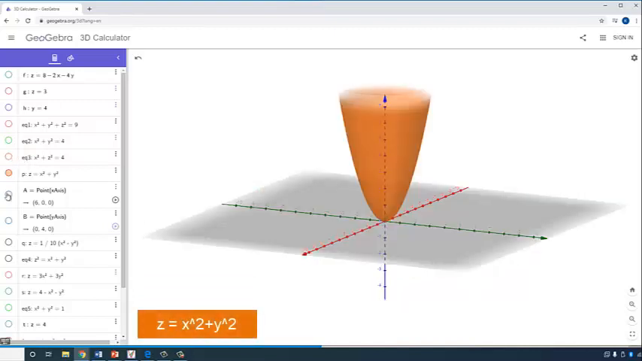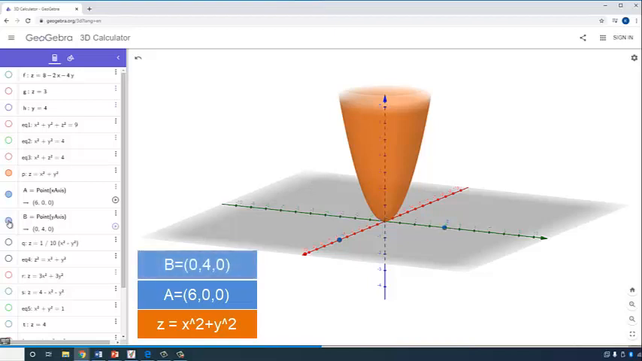Great. Okay, up next, let's move on to our paraboloids. Okay, so here is our nice elliptic paraboloid, z equals x squared plus y squared. And I'm going to be moving us around a little bit between the xz plane and the yz plane. So to help us keep those straight, I'm going to plot a point A along the x-axis and a point B along the y-axis.